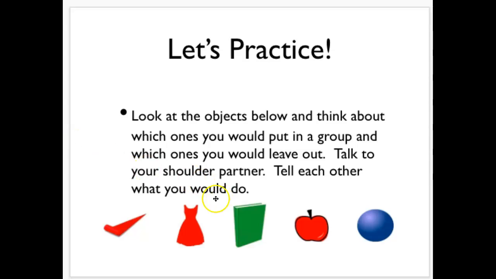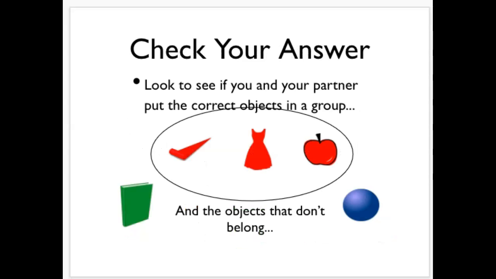Let's practice. Look at the objects here and think about which ones you would put into a group and which ones you would leave out. I'm going to show you my idea in a minute. Is this how you grouped them? There are lots of different ways that we can group objects. This is how I put them together, and I put these two on the outside because I didn't think they belonged to the group that I created anyway.